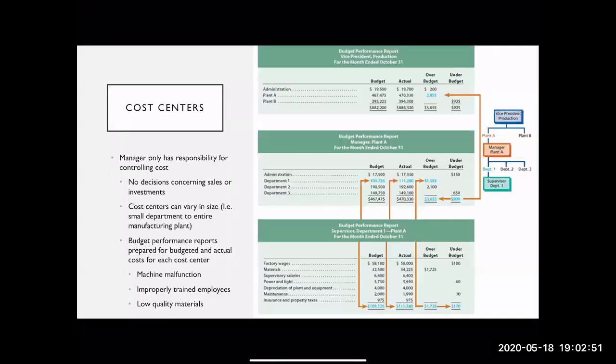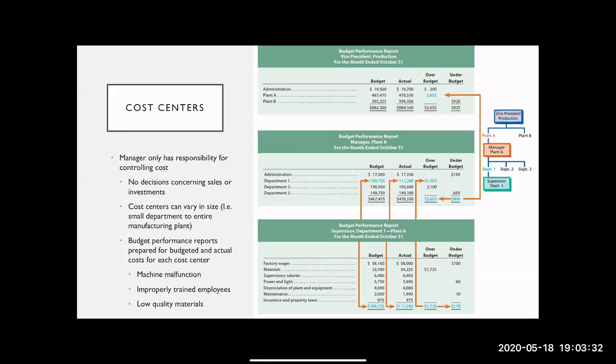Okay, so let's talk about cost centers for a second. Now, cost centers, as mentioned in the prior slide, the manager is only responsible for controlling costs or expenses, right? So there are no decisions concerning sales or investments. That's not their intersection, right? They're not responsible for that particular part. So cost centers can vary in size. It could be a small department, or it can be an entire manufacturing plant. And then usually a budget performance report is prepared for budgeted and actual costs for the cost centers.